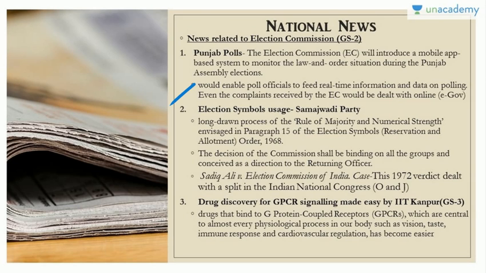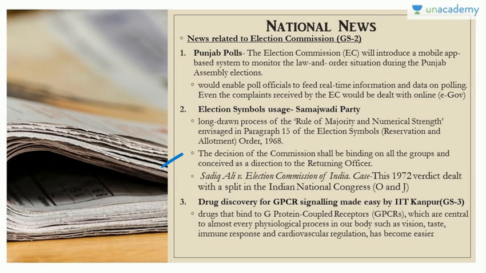The other one is regarding the ongoing tussle in the Samajwadi Party. There are 2 factions now, and the question is who will retain the official election symbol of the party, that is the bicycle. The final decision is with the Election Commission, which will be binding on all the groups, conveyed as a direction to the returning officer. But it will take a long drawn process of applying the rules of majority and numerical strength envisaged in paragraph 15 of the Election Symbols, Reservation and Allotment Order of 1968.